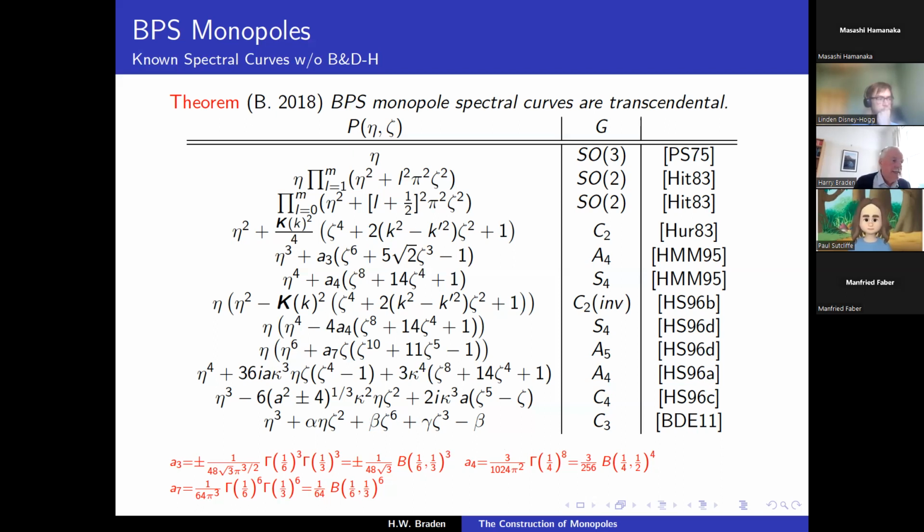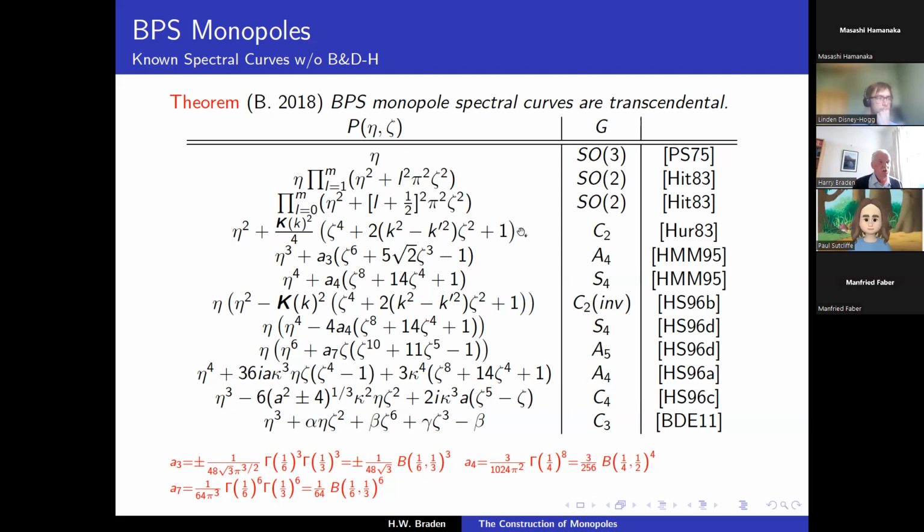And Linden, in his talk, is going to give two further classes of curve that I'll show you briefly toward the end. So I just observed that many people have found these. Prasad and Sommerfeld, Prasad and Rossi had found the axially symmetric charge n monopole, and Hitchin has written down their spectral curve.